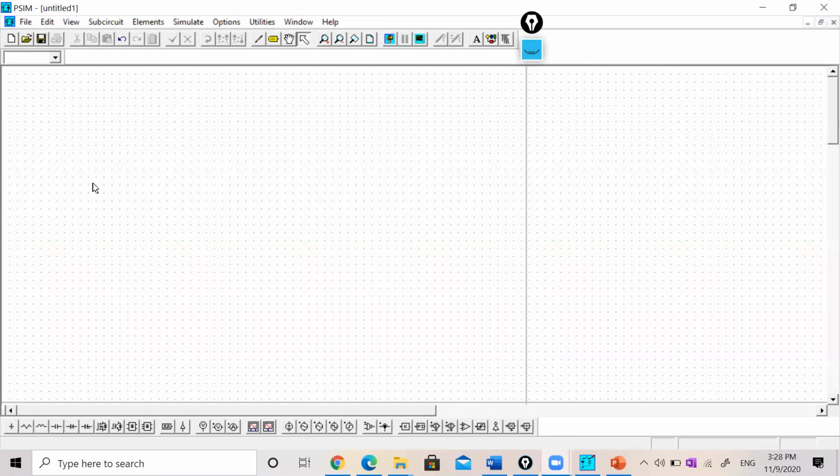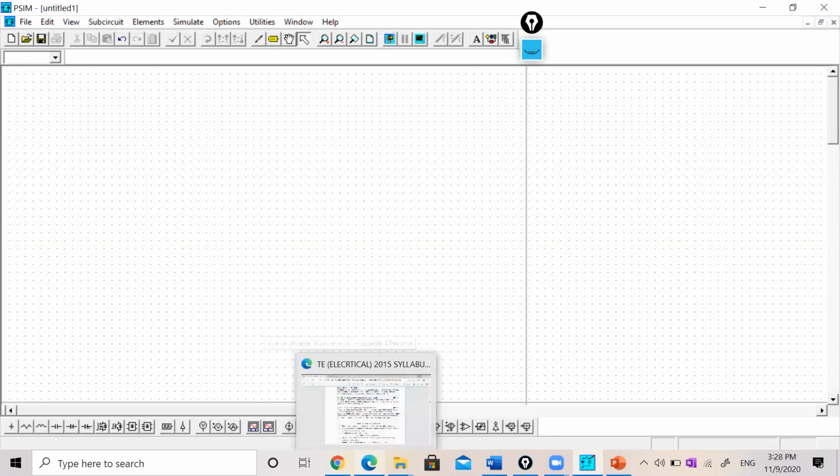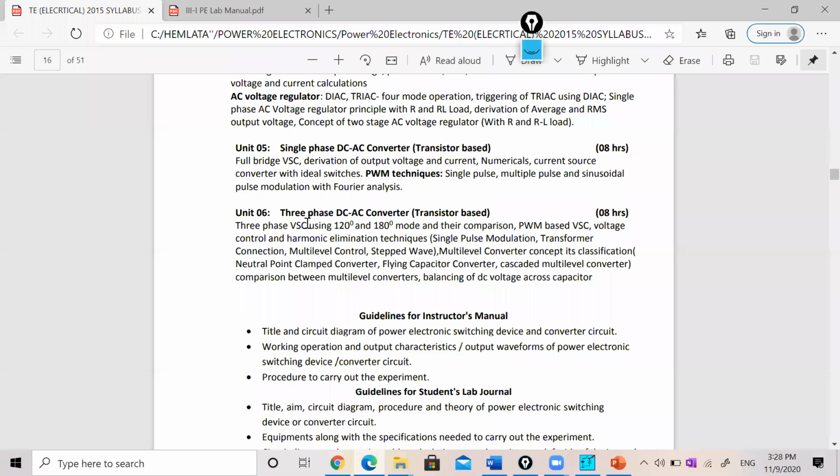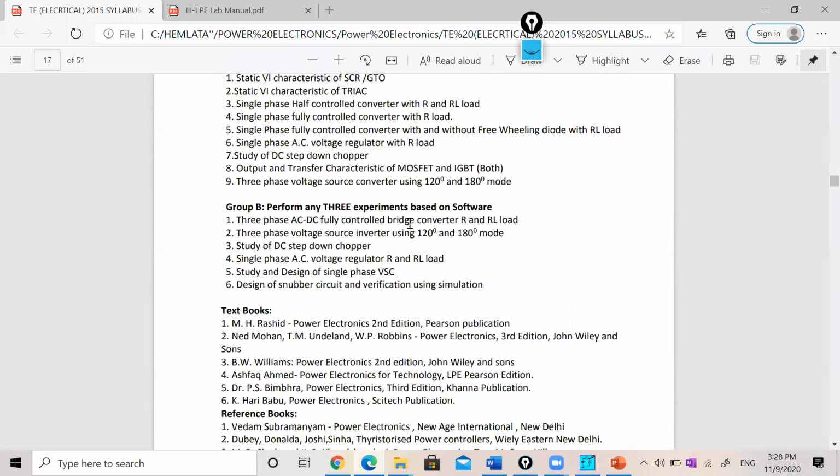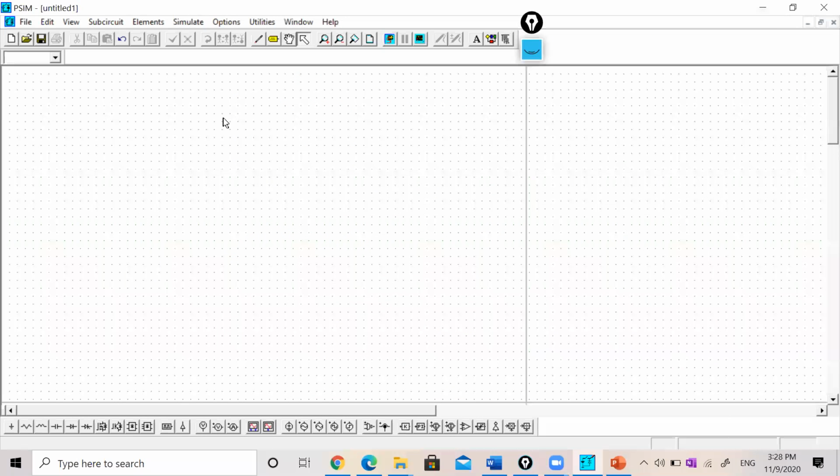Hello students, today we are going to see three-phase inverters with 120 and 180 mode. That is again a software based experiment, a three-phase voltage source inverter using 120 and 180 degree mode. What do you mean by 120 degree and 180 degree mode? Basically, whatever transistors we are considering will either conduct for 120 degree or 180 degree.